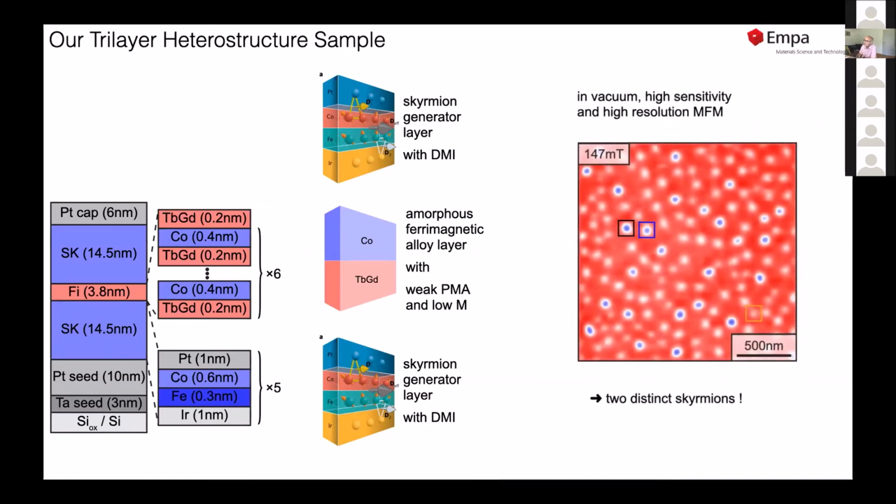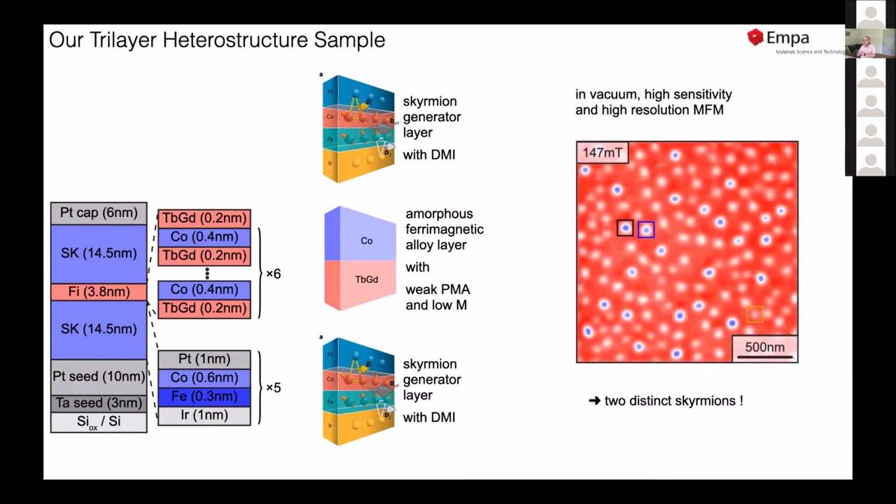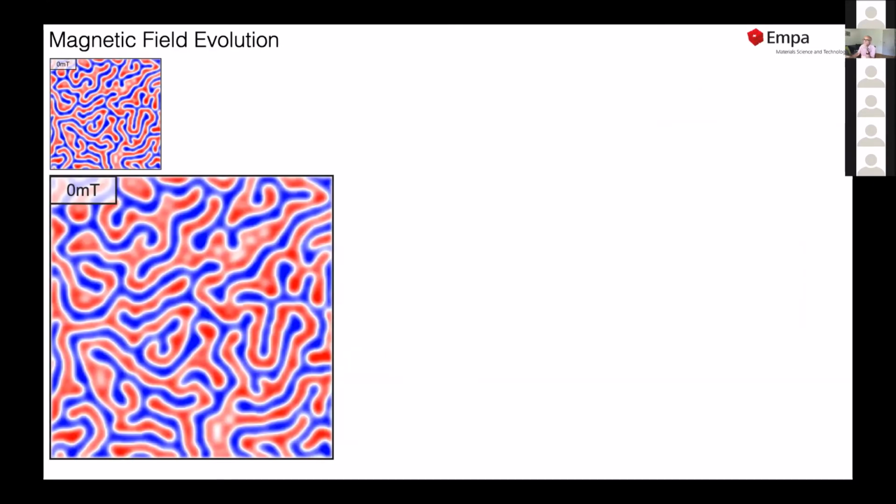And look what we get at room temperature if we do MFM. This MFM has been done in vacuum. We use cantilevers that have an extremely high quality factor, between 200,000 and a million. So we are super sensitive to detect these skyrmions. Now we have two different kinds of skyrmion, two skyrmion phases, these intense ones and a lot of the weaker ones. So let me show you what the magnetic field evolution is.